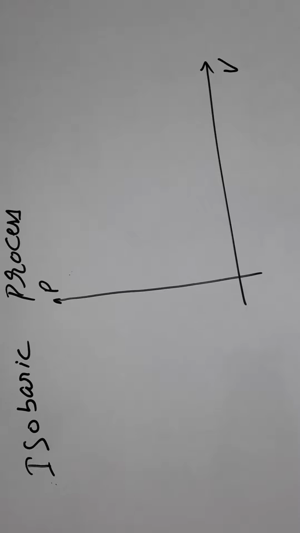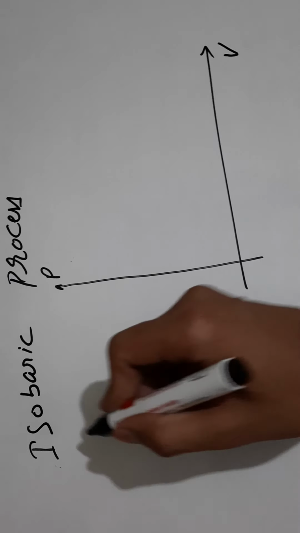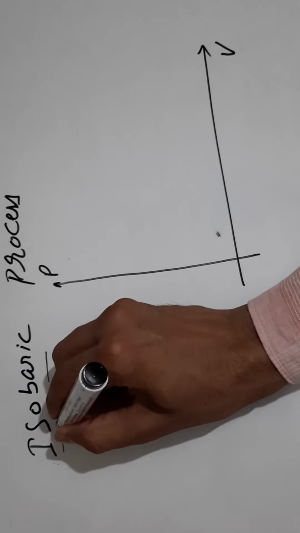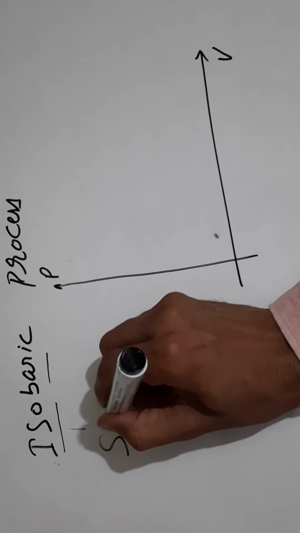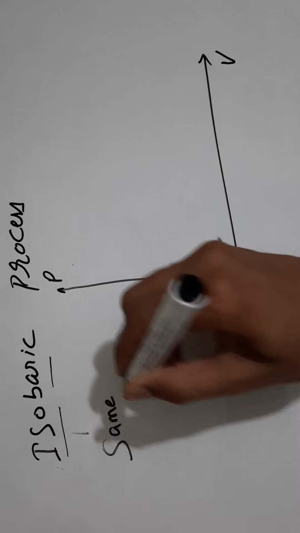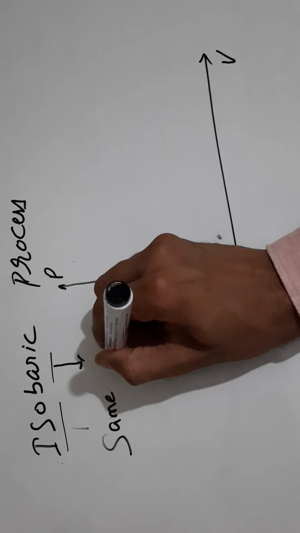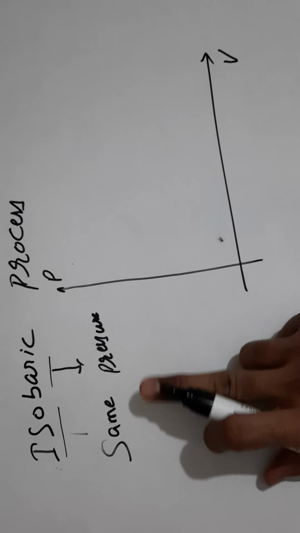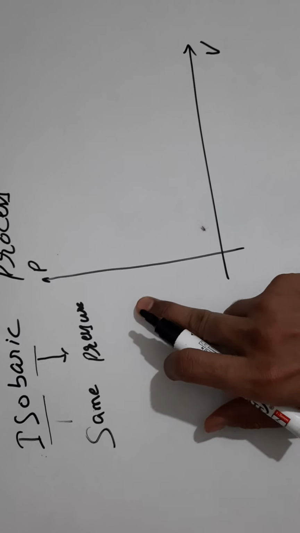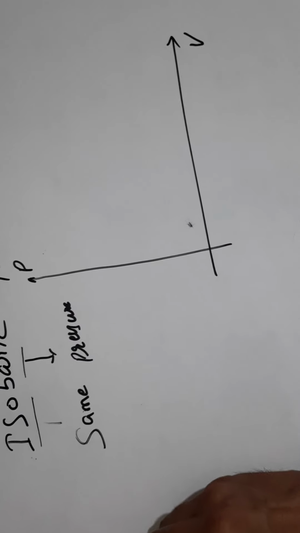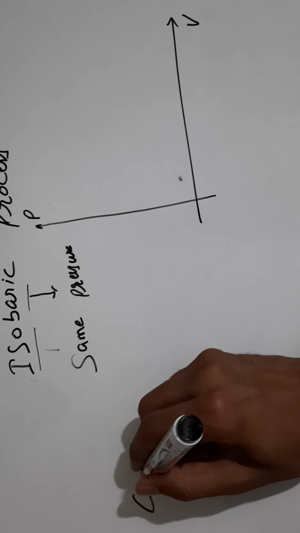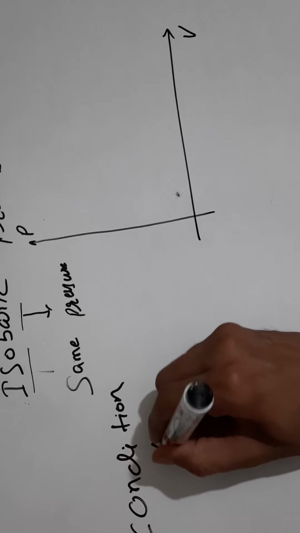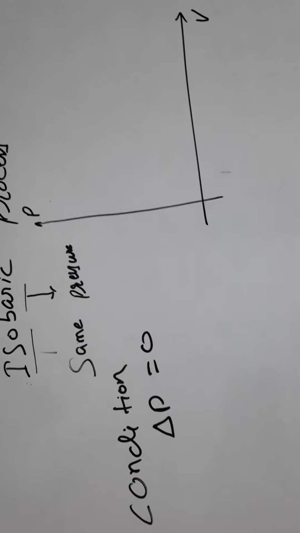So what are the conditions of the isobaric process? Let me try to understand. Iso means same, and baric means same pressure. So isobaric means pressure is the same. What is the condition for the isobaric process? The condition is delta P is equal to 0.